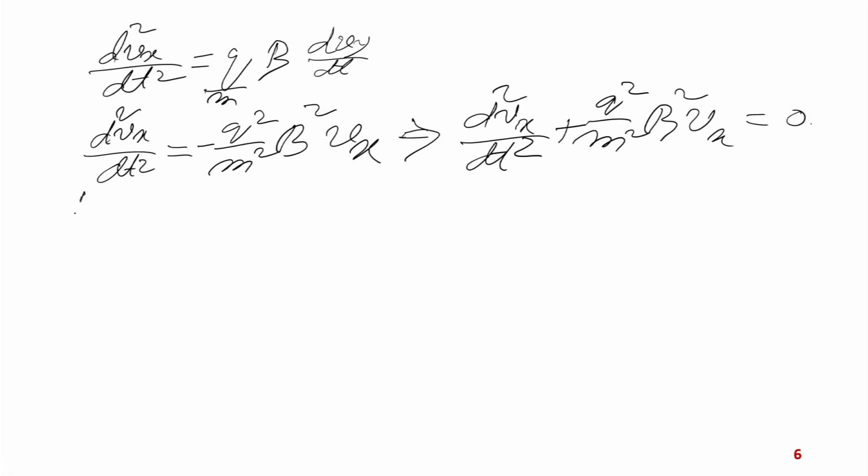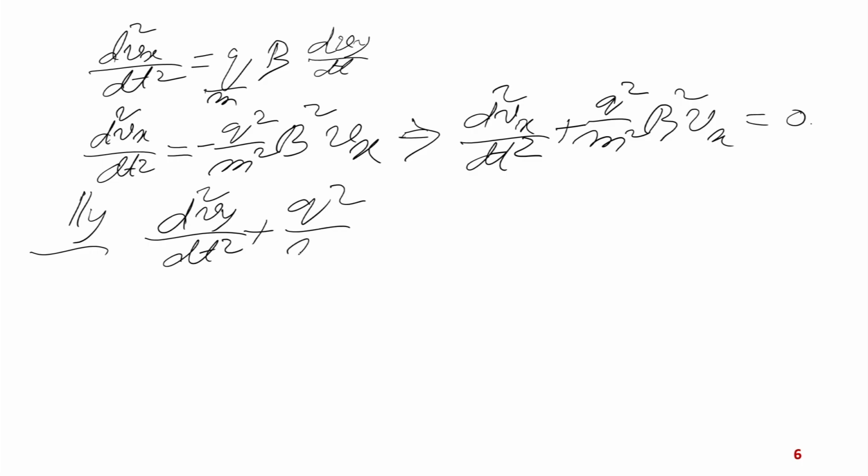And similarly, if I differentiate the second equation and substitute the first equation, then I can write d square V y by dt square plus q square by m square B square V y is equal to 0. And if I integrate the third equation, then I can show that V z is equal to constant.